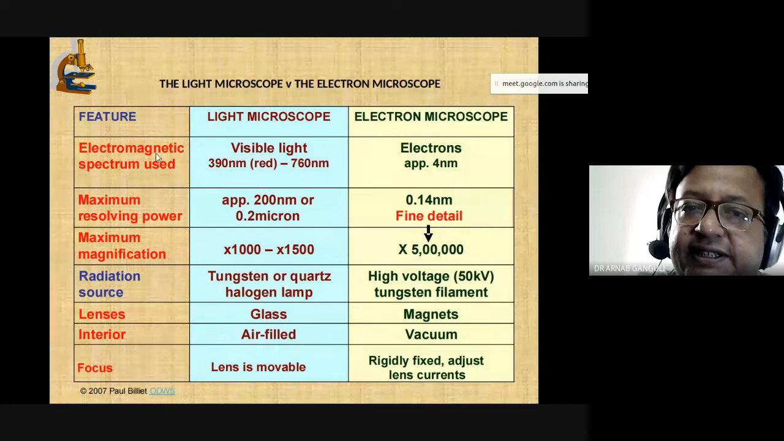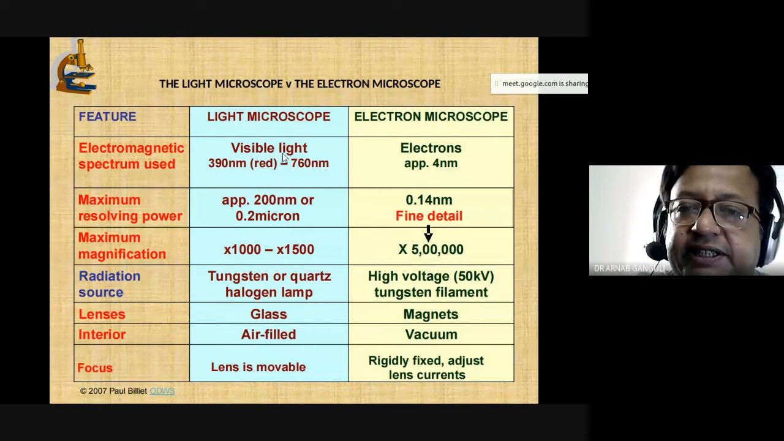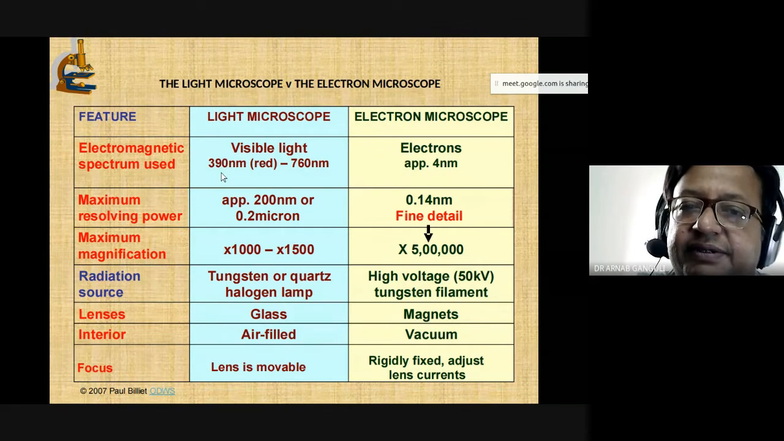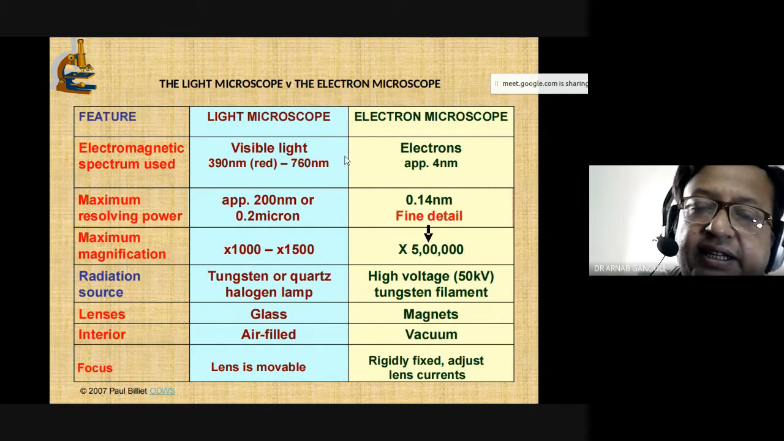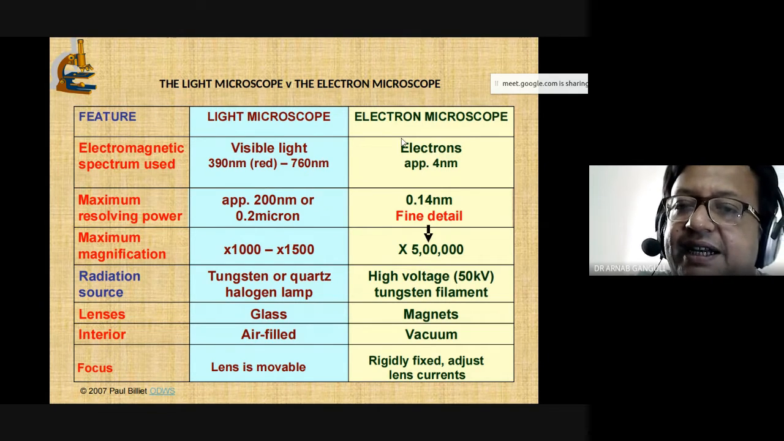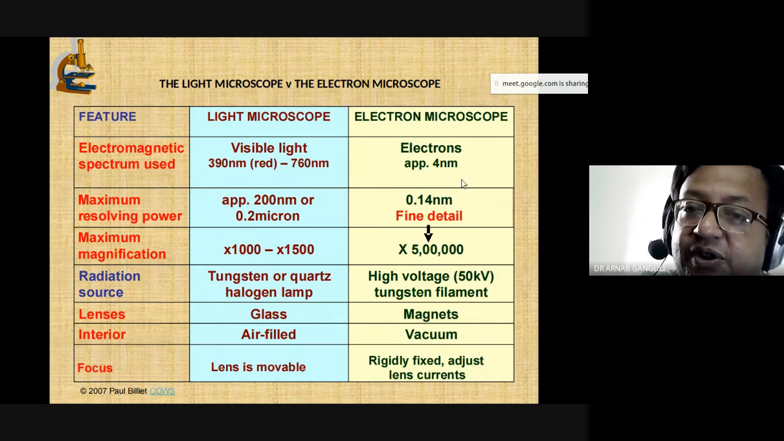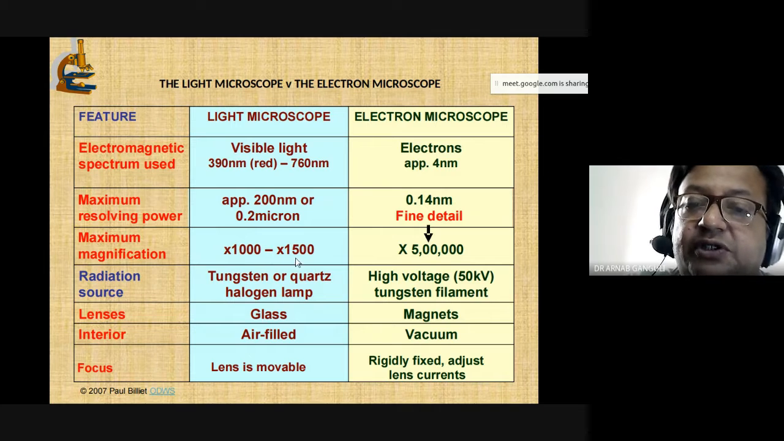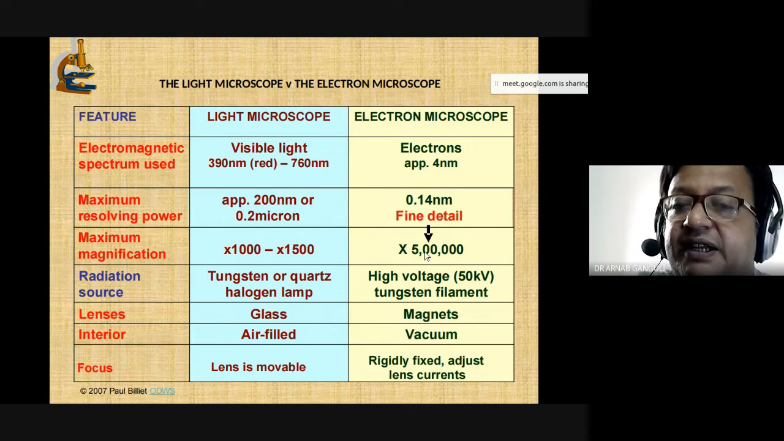So these are the features. Light microscope measures visible light, red light to violet light, 390 to 760, this is the 300 to 700 nanometer. 700 nanometer is red, and 300 is violet. And in electron, it is 4 nanometer. Much less wavelength, very short. Maximum resolving power 200 nanometer. Here it is 0.14 nanometer. Maximum magnification 1000 to 1500 times it can magnify. Here 5 lakh times.